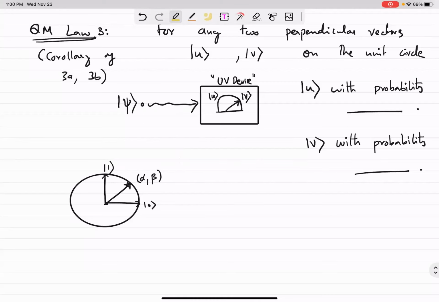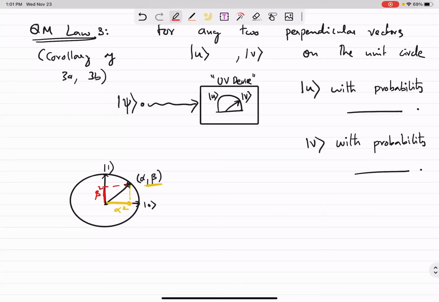It's the length of the projection of the point alpha beta along the x-axis, right? If I project along here, this is exactly alpha squared, right? And if I project along here, the length is exactly beta squared, right? When I write it in Cartesian coordinates, as x comma y, x is the projection along the x-axis, y is the length of the projection on the y-axis.